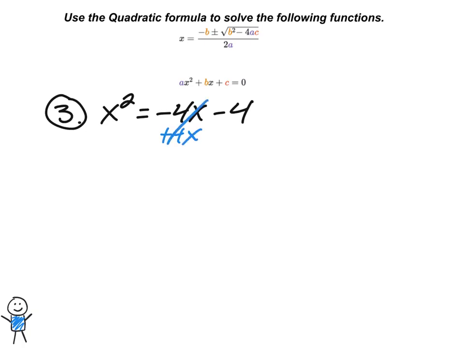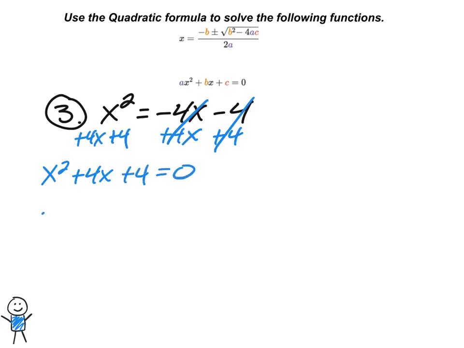I'm also going to cancel the negative 4 by adding 4 to the right side. If I add 4x and add 4 to the right side, I need to add 4x and add 4 to the left side of my equation, in which case there are no like terms to combine. My quadratic function in standard form is x squared plus 4x plus 4 is equal to 0.